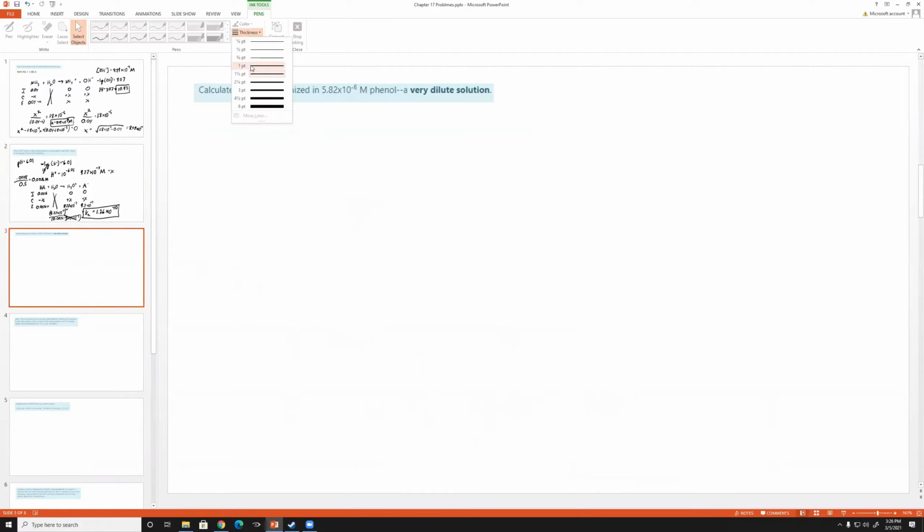Moving on, third problem. We have to calculate the percent ionization of that much phenol in a very dilute solution. So we need the Ka for phenol, which is 1.3 times 10 to the negative 10. Another extremely weak acid. And phenol is also known as carbolic acid. That's another word for it. And all it is is a benzene ring with an OH group on the end.